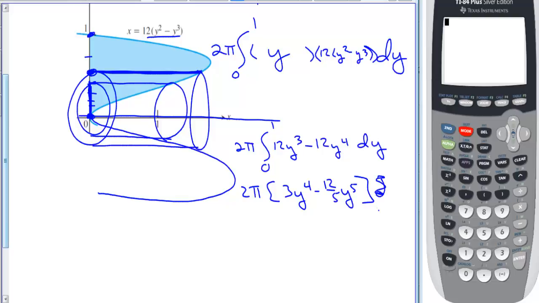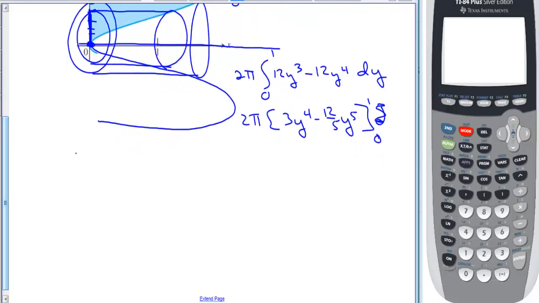Not dy, but 0 to 1. So we have 2 pi times 3 minus 12 fifths. Well, that's 15 fifths minus 12 fifths, which is 3 fifths, which is 6 pi over 5, and we got it. We got the answer. Questions on this one yet?